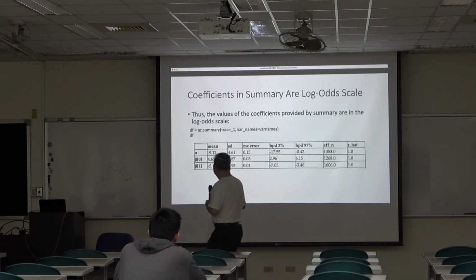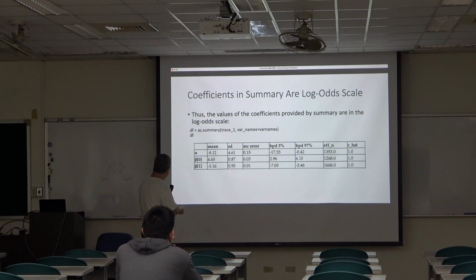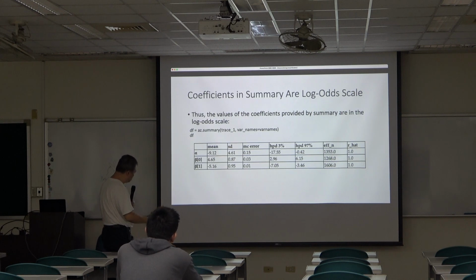So once you output the alpha, beta 0, beta 1, all the variables, I mean the statistics of all these variables, it looks like this, but these are in log odds scale.